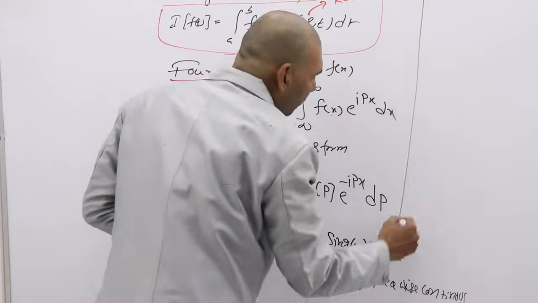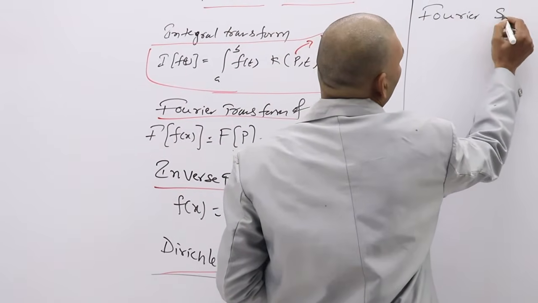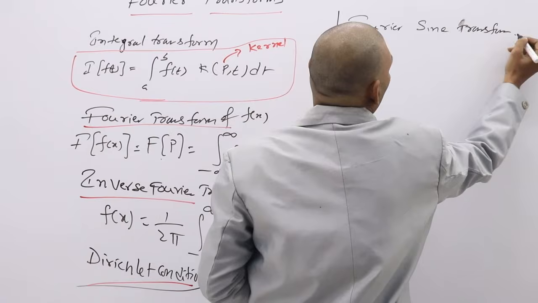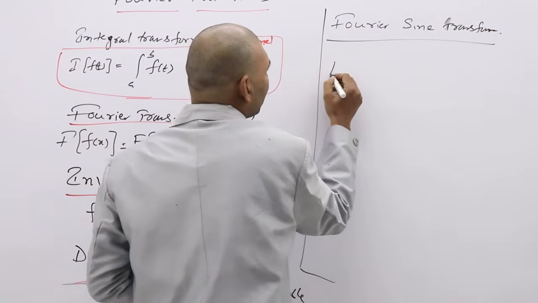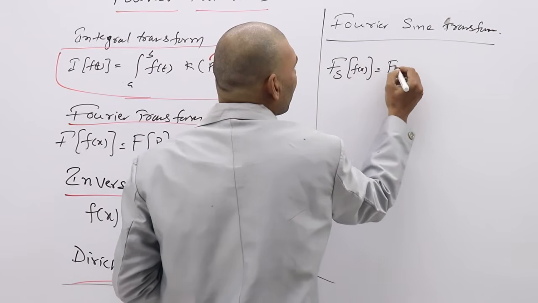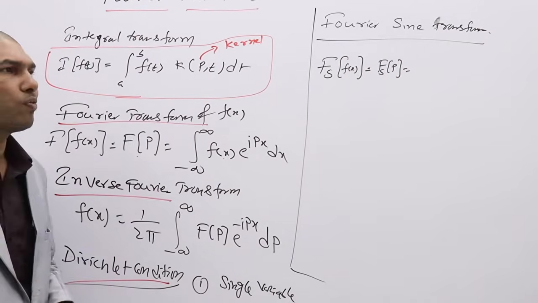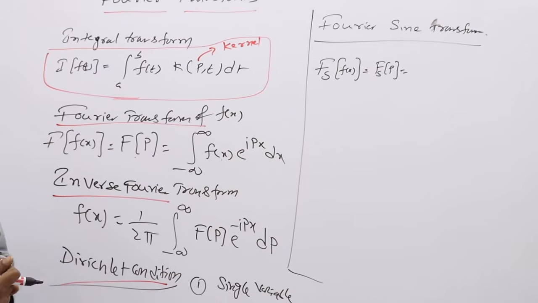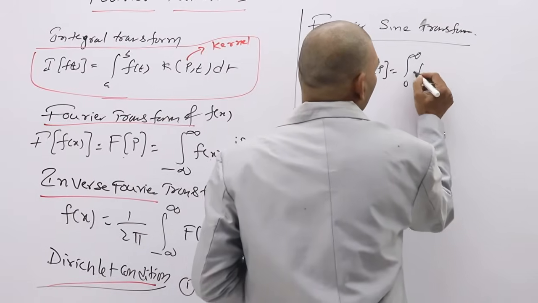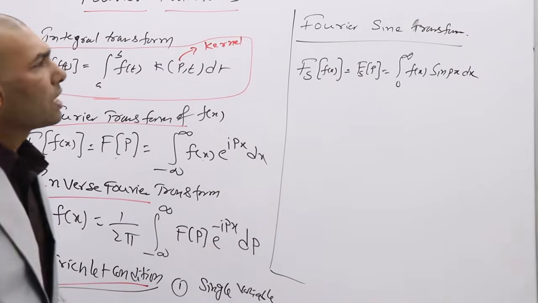For example, if you want to find the Fourier sine transform and cosine transform, we represent these like this: S of f of x or Fs of p. S represents sine, Fourier sine transform. The Fourier sine transform has the formula integral 0 to infinity f of x into sine px dx.